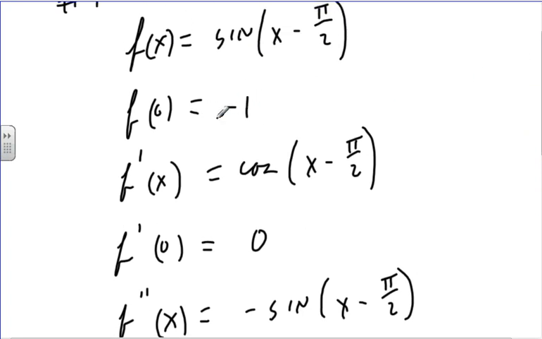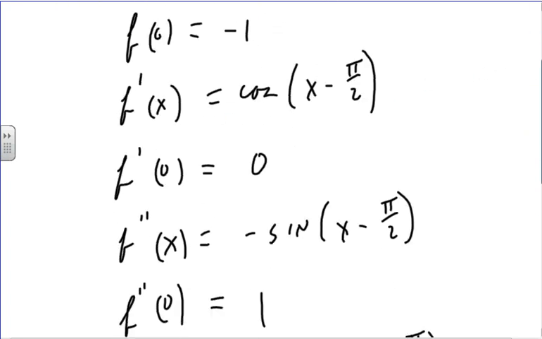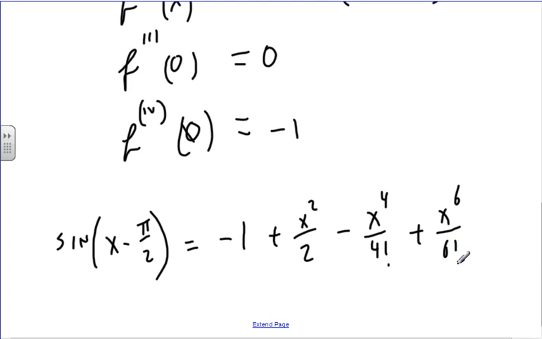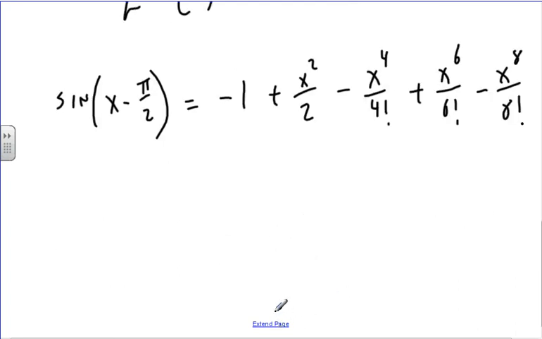Minus 1, there's no x associated with that, with the 0th derivative. So it's minus 1 plus x squared over 2 minus x to the 4th over 4 factorial plus x to the 6th over 6 factorial minus x to the 8th over 8 factorial. And even though we don't know what the cosine function is, this is the same as minus the cosine function of x, which is what we thought it was going to be anyway.